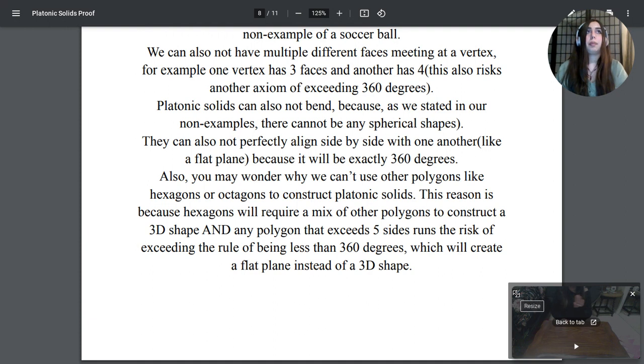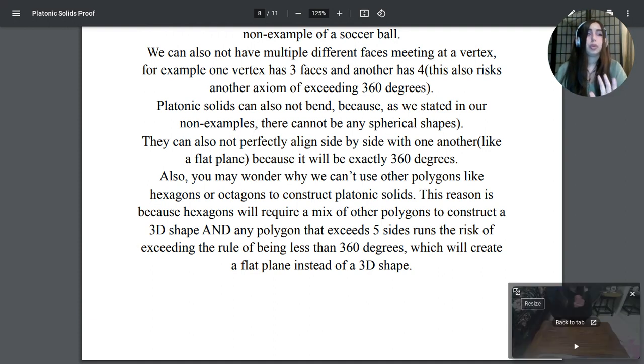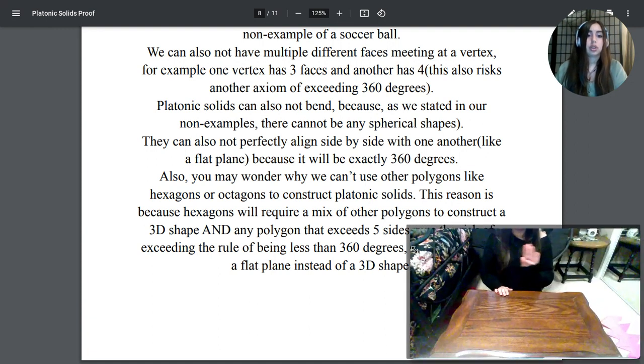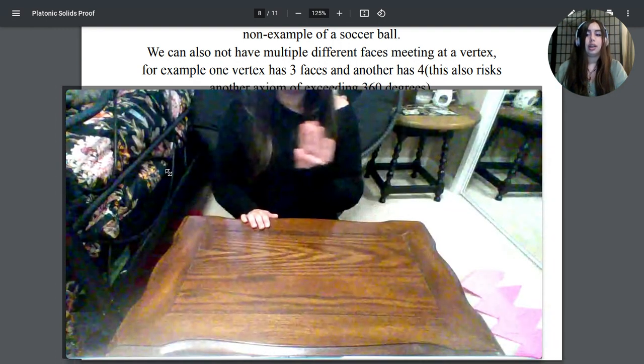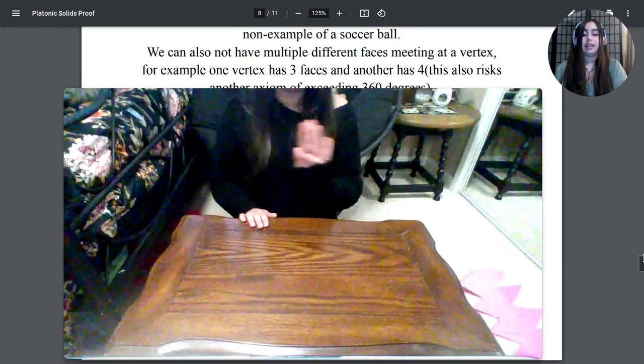So this is the part where we get into our proof. The proof is a little bit more informal. So what I'm going to be doing is going into a demonstration of how each polygon, we'll talk about the side lengths and why we can't have less than the amount of sides for each Platonic solid or more, because it simply would not work. They would either leave empty space, overlap, or bend.